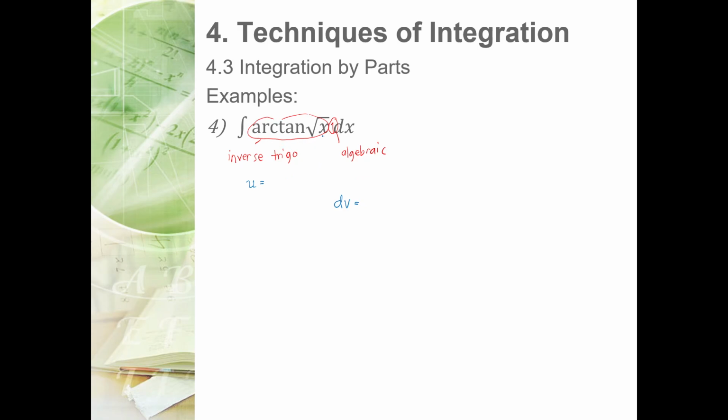we have difficulty integrating it from the given to begin with. If you put it in dv, you would have to integrate it, so it's not possible. So always write arctangent as the u parameter. So dv is just dx. Okay, so integrating arctangent.